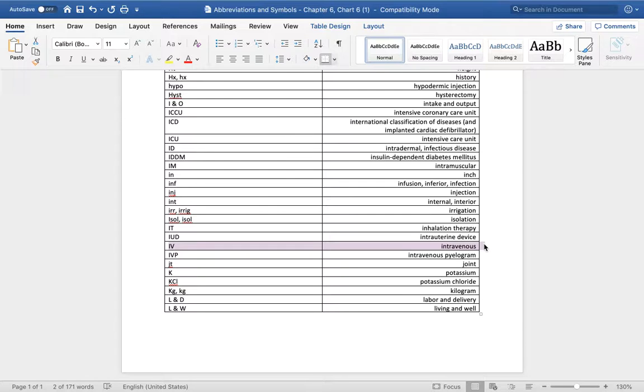Okay, so IV and IM, those are the big ones I really wanted to discuss anyway. So IV is intravenous, that goes directly into the vein, and IM is directly into the muscle. Okay, IV is processed faster. Medications given by IV work faster. IM is just slightly slower, but is still a fast way to receive medications.